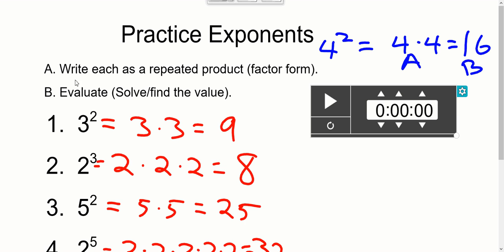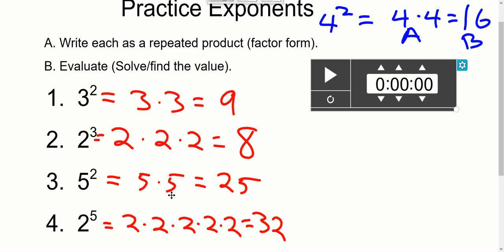But to practice, I'll give you some problems here. 3 to the 2nd power, 3 times 3, that would be 9, because it says to write it in repeated product or factor form. 2 to the 3rd, again repeating the 2 times 2 times 2, which is 8. 5 to the 2nd, which is 5 times 5, or 25. And then 2 to the 5th, 2 times 2 times 2 times 2 times 2, and that would be 32.